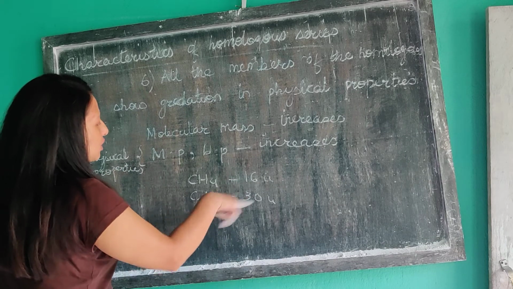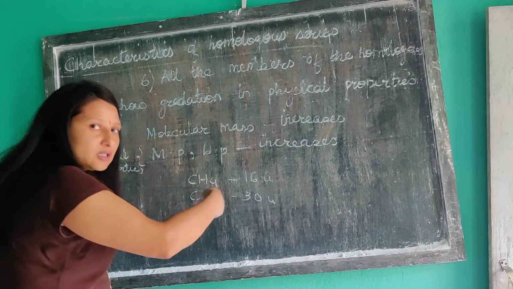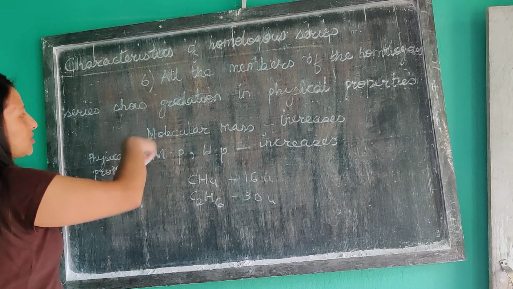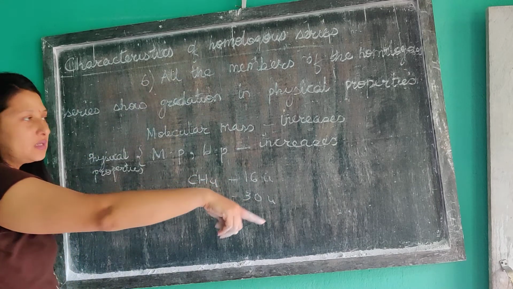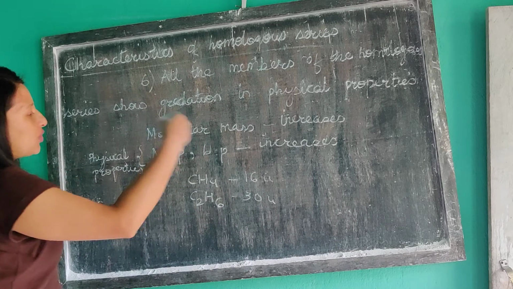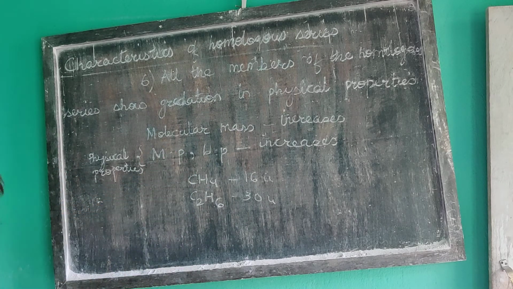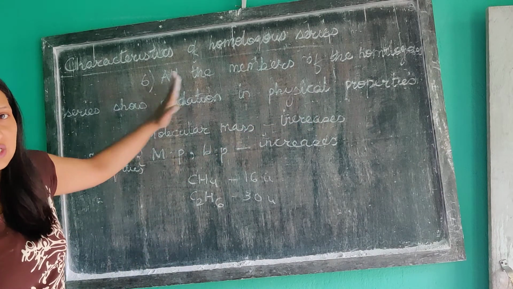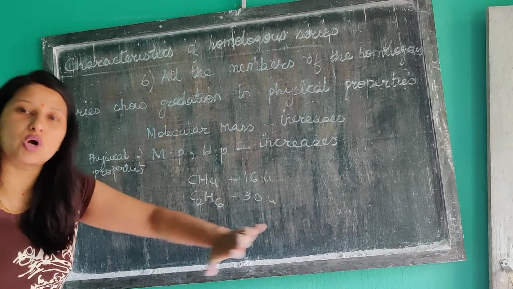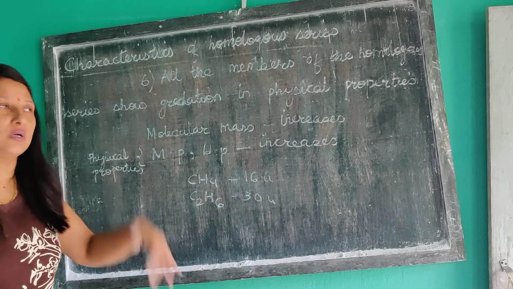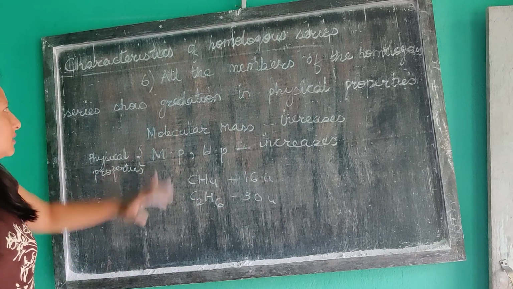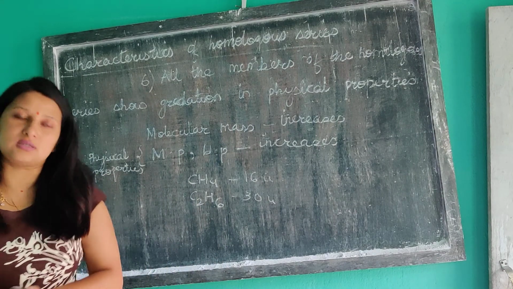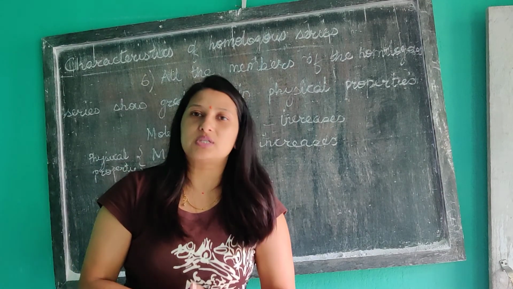So since the molecular mass increases, the physical properties that depend upon the molecular mass, all physical properties depend on molecular mass. That is why melting point and boiling point will go on increasing. So in this way the physical properties show gradation, meaning they either gradually increase or gradually decrease. Okay, so in this way these are the characteristics of homologous series. With this, let us wrap up today's class.